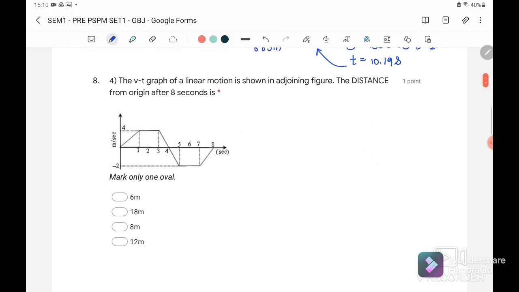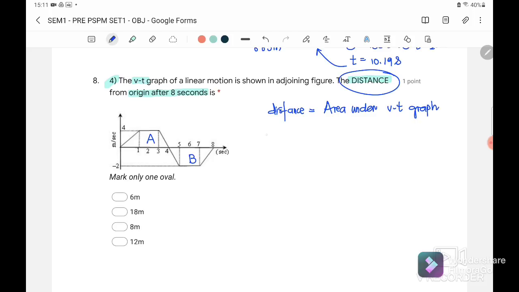Okay, question number 4. So this is the v-t graph of the linear motion showing in the figure. Find the distance from the origin after 8 seconds. Okay, so here we have two parts. Part A is above, part B is at the bottom. So we need to find the distance. Distance meaning that we only consider the magnitude. Okay, so area under graph. We know that distance is equal to area under graph, area under v-t graph.